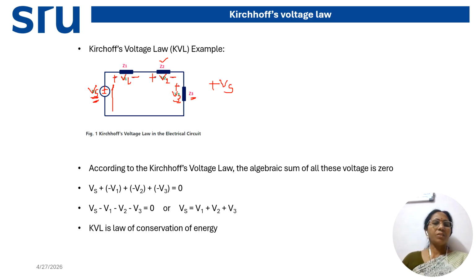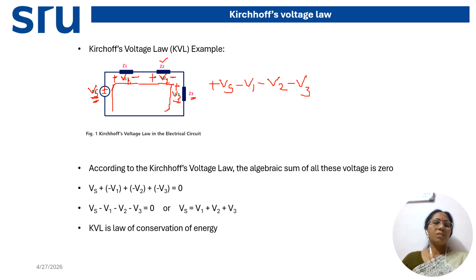Then next after this we are crossing the voltage V1, which already existed across Z1, and we are crossing from plus to minus polarity, that's why it is minus V1. So after this again the second voltage V2, we are crossing this from plus to minus, that's why it is again minus V2. And similarly the voltage V3 from plus to minus, that's why it is minus V3.